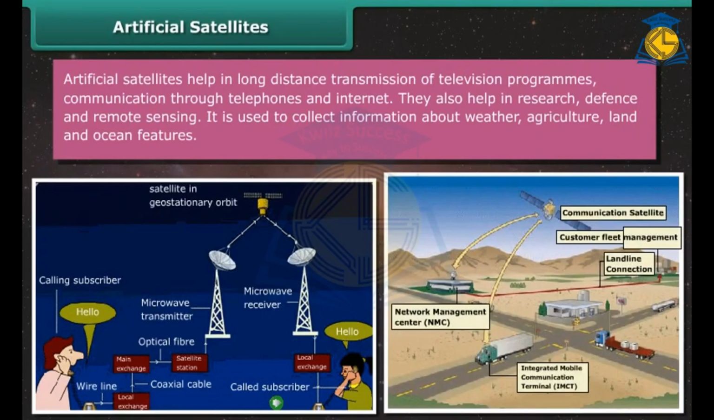Artificial satellites help in long-distance transmission of television programs, communication through telephones and internet. They also help in research, defense, and remote sensing. It is used to collect information about weather, agriculture, land, and ocean features.